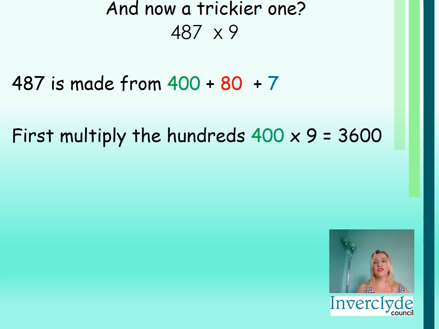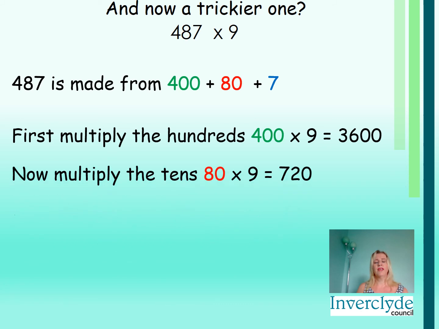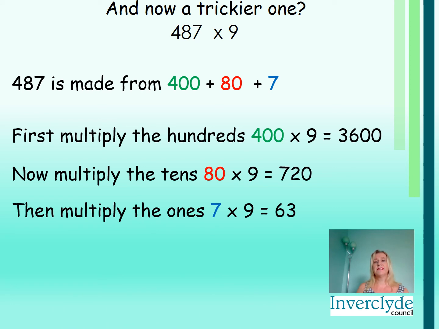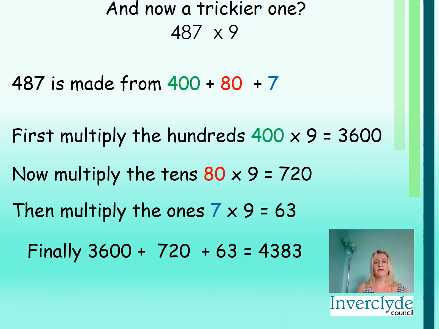You might also need to use some addition strategies as you go along. The next thing I did was to multiply my tens. 80 times 9 is 720. And again, using my known facts, I was able to work out that 8 times 9 was 72. So 80 times 9 was 720, just 10 times more. And then I would multiply my ones. 7 nines give us 63. So we had 3,600, add on 720, add on 63, and that gives us a total of 4,383. And as I said, you might have used some addition strategies to help you work that out and made some notes with your pencil and paper.